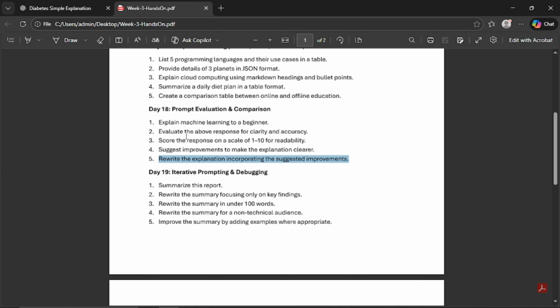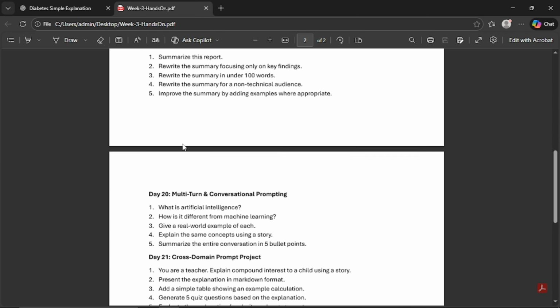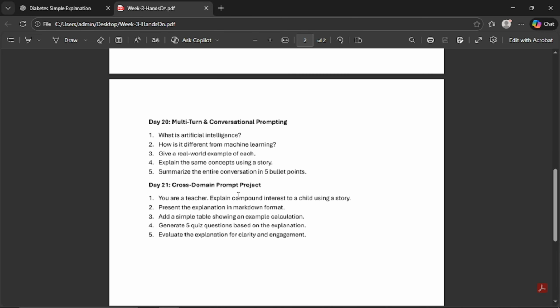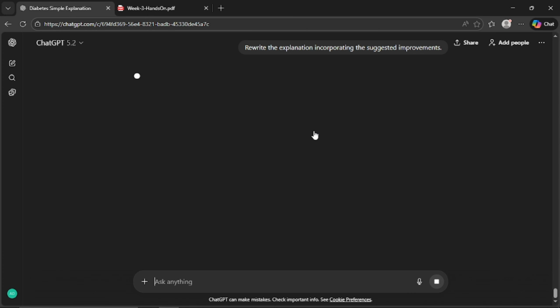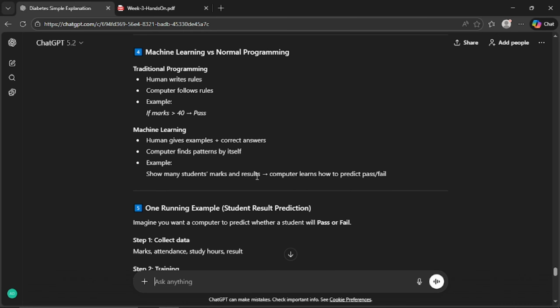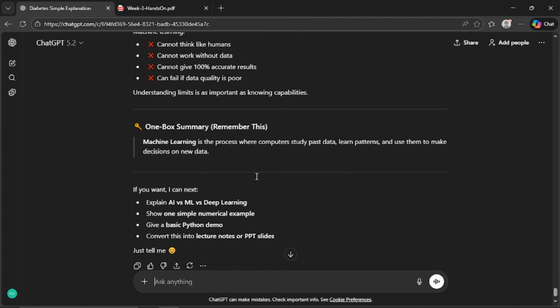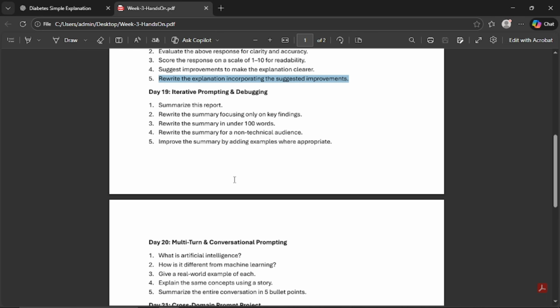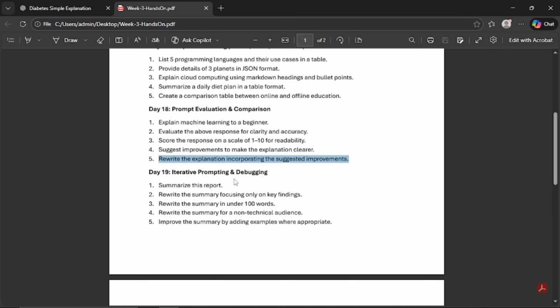So the next one we'll be discussing is iterative prompting and debugging. Okay, and after that multi-turn conversational prompting, and finally the cross-domain project. So now this is the enhanced and more accurate one compared to the previous output. So this is how you basically do your prompt evaluation.